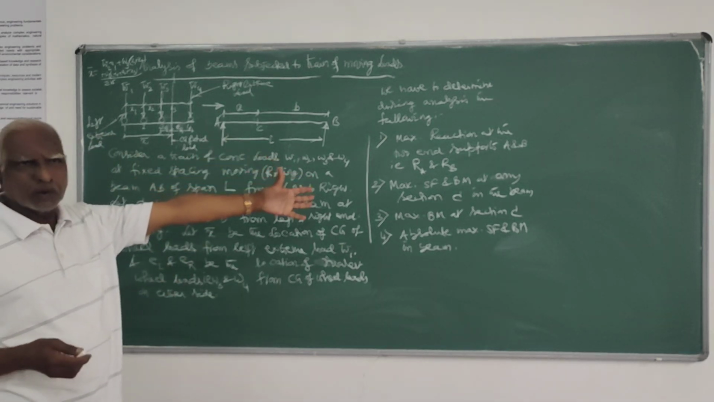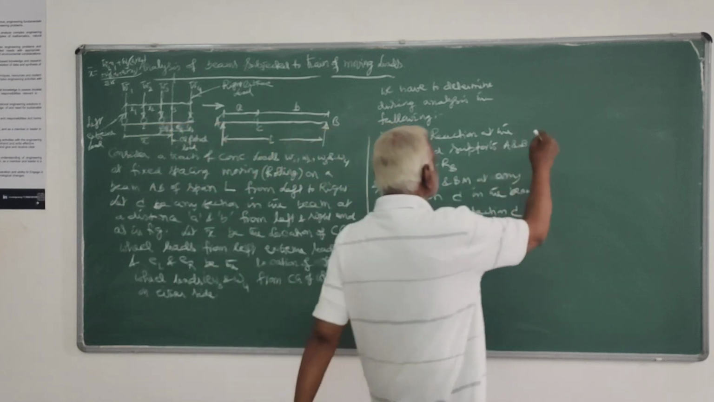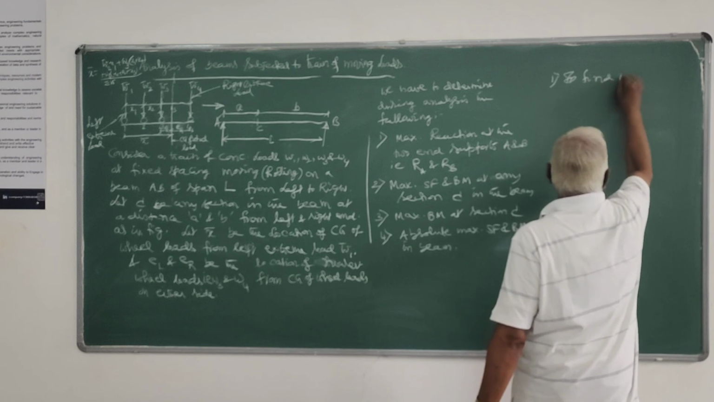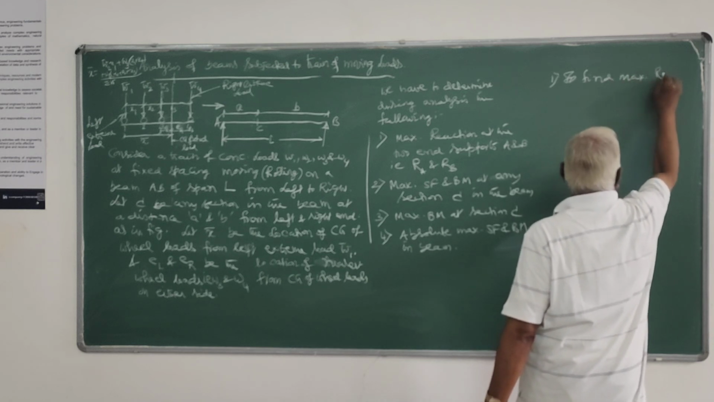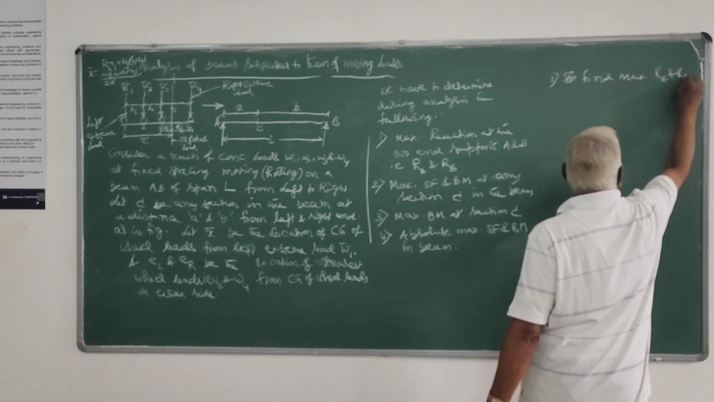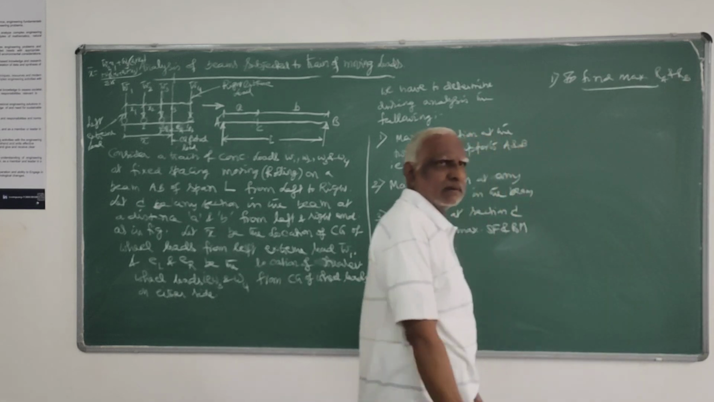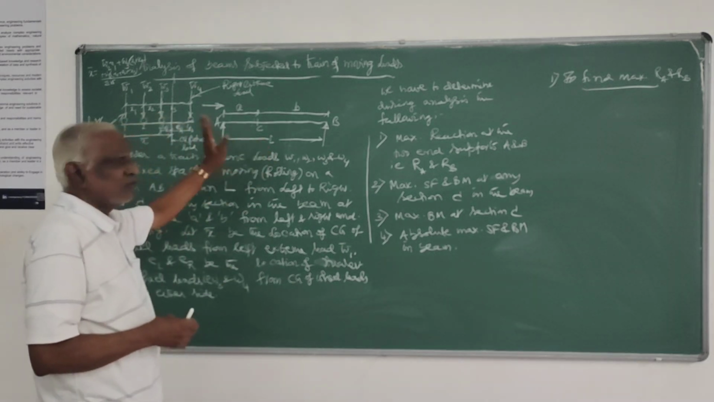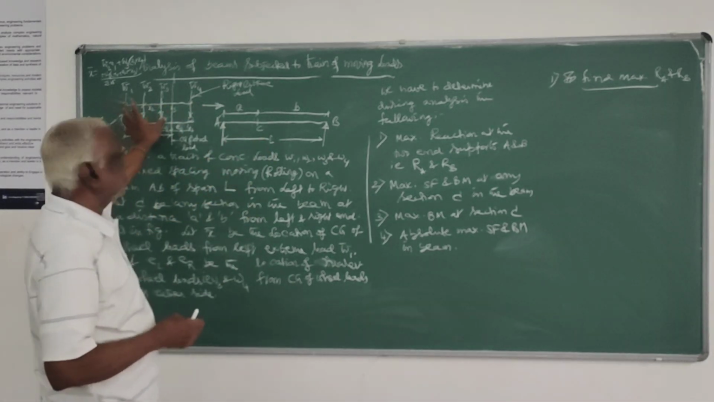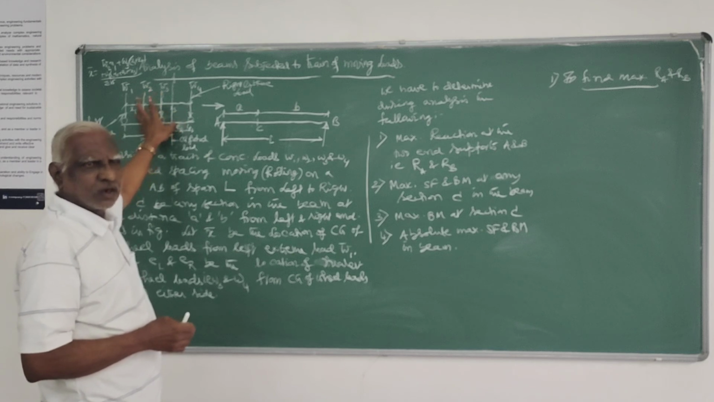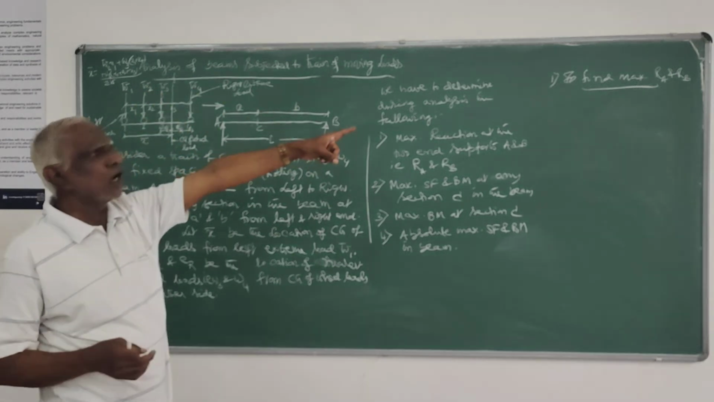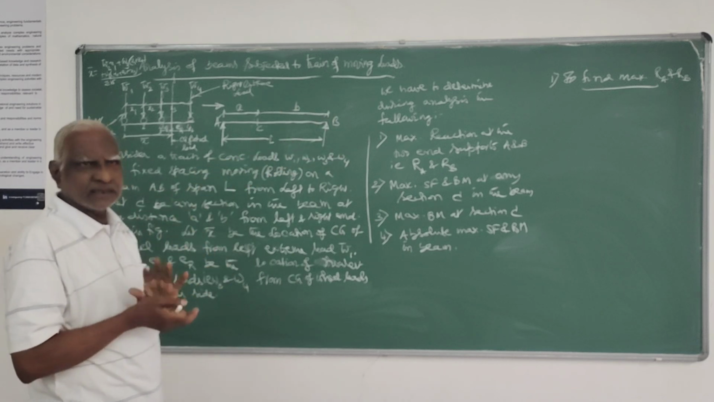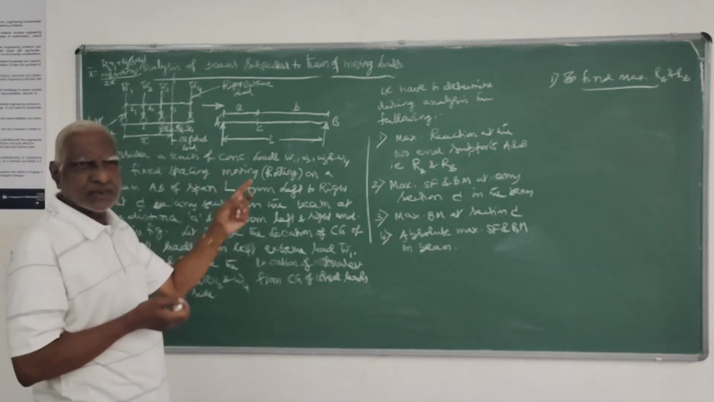Now we will take up one by one. First, to find the maximum support reactions, maximum RA and RB, that we will evaluate. That's the first thing. So as I was telling, in the case of UDL, first you have to ascertain what should be the position, how this wheel load has to be placed on the beam in order to get the maximum value of support reaction. That you have to ascertain. That's the very first exercise you have to make.